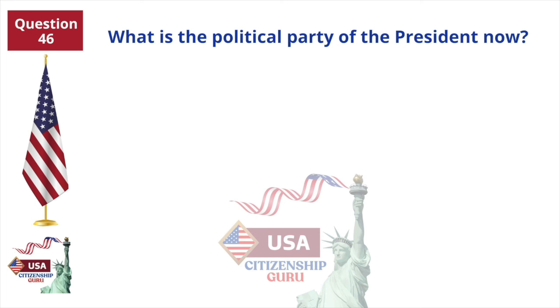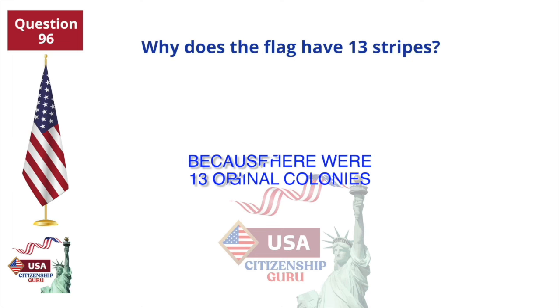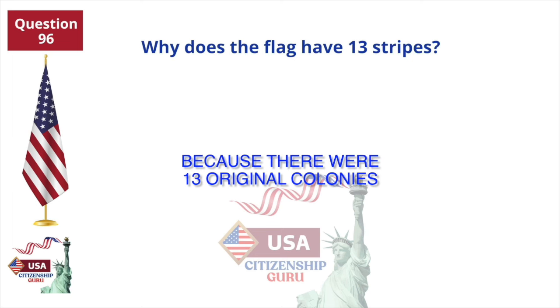What is the political party of the president now? Democratic Party. Why does the flag have 13 stripes? Because there were 13 original colonies.